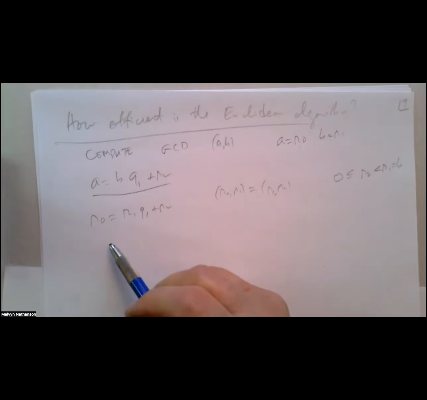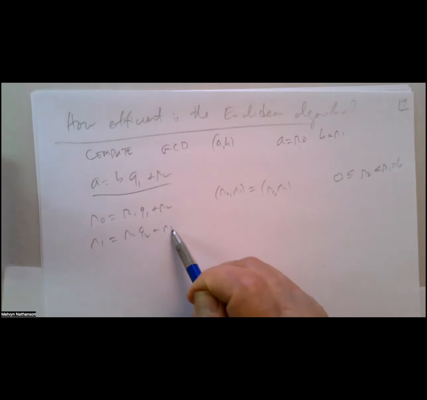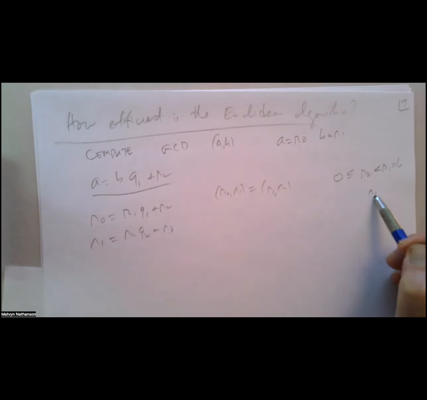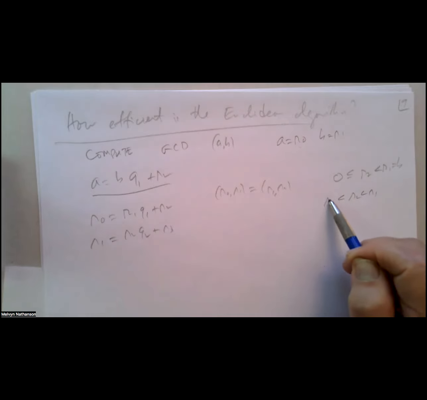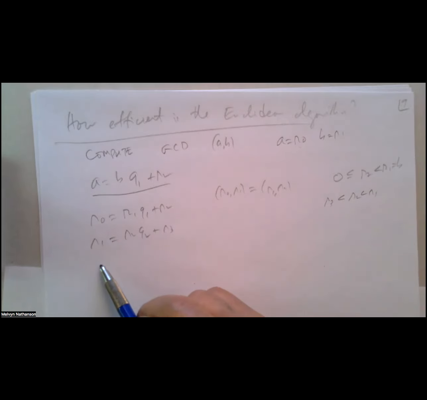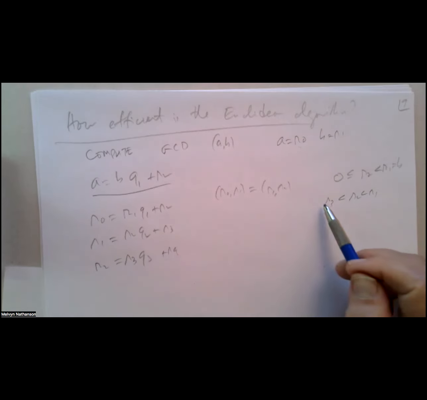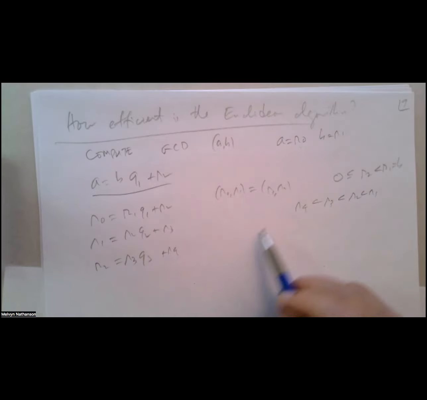And I iterate this process. I take R1, divide it by R2, and get a remainder of R3. R3 is less than R2. I take R2, divide it by R3, and get a remainder of R4. And R4 is less than R3, and so forth. Right? And this goes on until you hit zero.